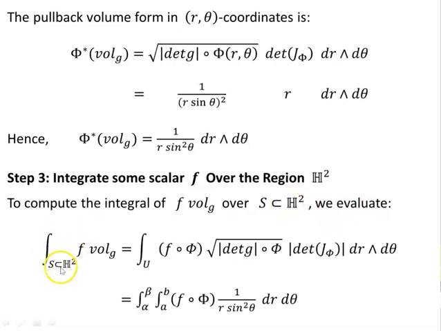We evaluate the integral of S contained in H2 of F vol G by pulling it back to the Euclidean domain. So the scalar F becomes F composed with phi, which pulls the scalar function back to the set U. And then this determinant part, we have to pull that back by phi as well. Then we take the absolute value of the determinant of the Jacobian to make sure we have a positively oriented unit volume, dr wedge d theta. And then we can swap now to the specific integral by integrating from alpha to beta, a to b, f composed with phi of that object there.